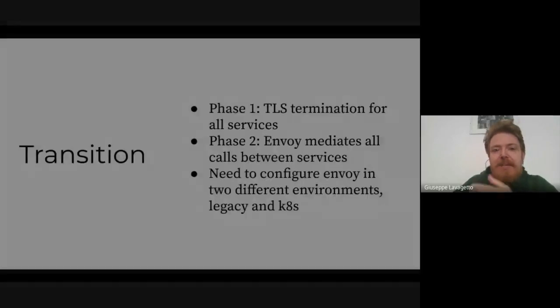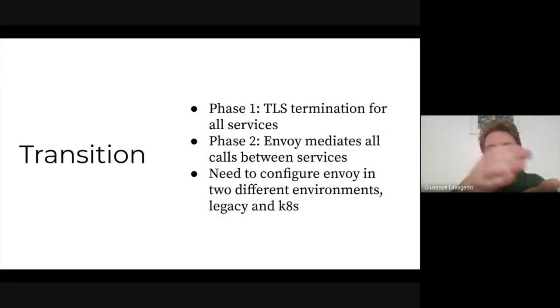And that meant that we divided the transition in two phases. First, we introduced TLS termination in front of all services, and we made the other services call them via HTTPS. And then only in a second moment, we started introducing configuration in Envoy to be able to act as a service proxy, route service traffic, and reconfigure the applications to use it progressively.